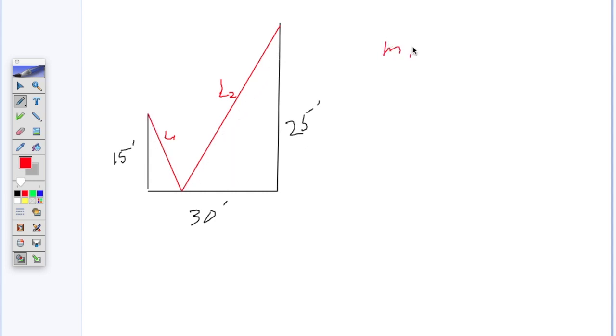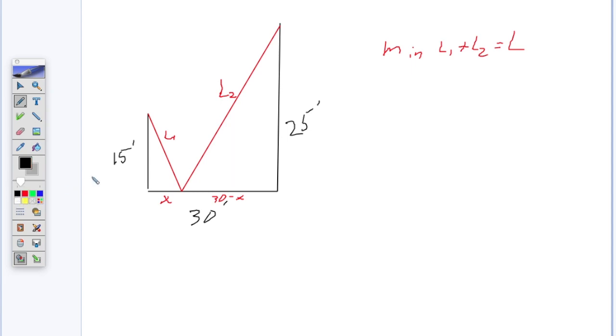So I'm looking at the minimum of L1 plus L2, and I'm just going to call that capital L. I need to find the minimum length of that, and also I want to find the x value, how far I am from the 15-foot pole, or 30 minus x, how far I am from the 25-foot pole. Now, as an engineer, I'm excited because I get to do a minimization problem. It's exciting. I'm going to develop equations, take derivatives, set them equal to 0, find local minimums, and in general, just have a wonderful time.